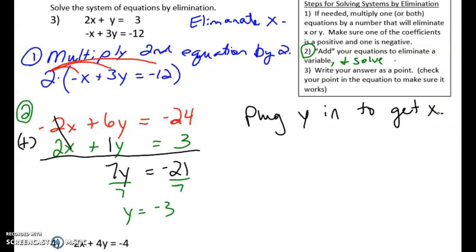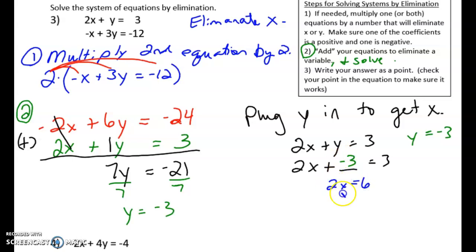So if I plug my y back in, you can plug it into either equation. So if I pick the 2x plus y equals 3 equation, and we had that y was -3, it would look something like this. 2x plus what equals 3? Well, y we said was -3. So now just solve that. So we add our 3 and get x to be 3. So then write your answer as a point, (3, -3).